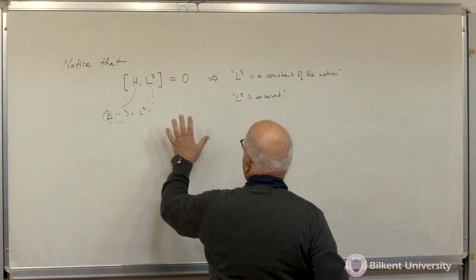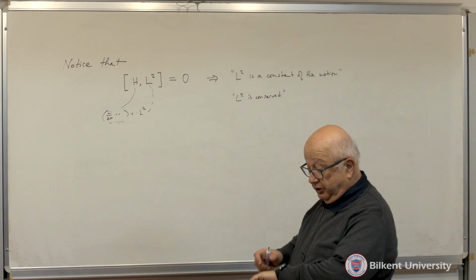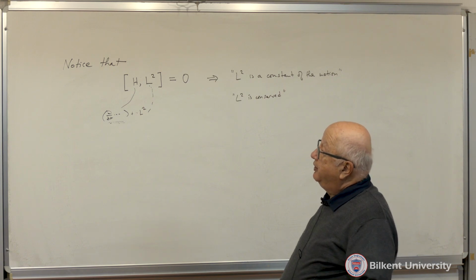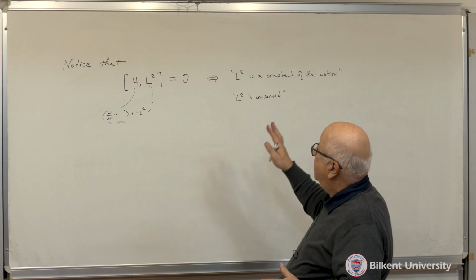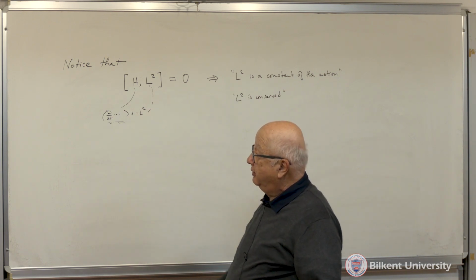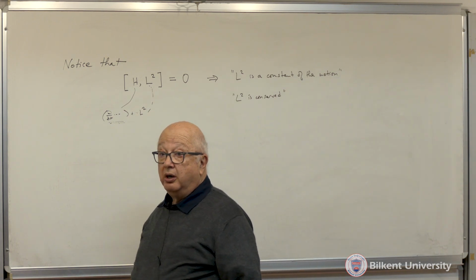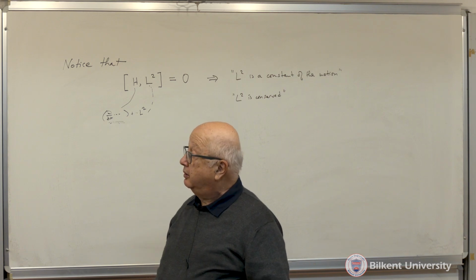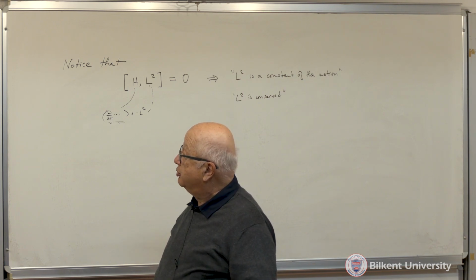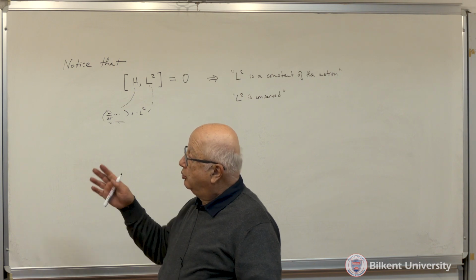With our choice of the potential, which is spherically symmetric, we know that the eigenvectors of L squared will also be eigenvectors of the whole Hamiltonian.